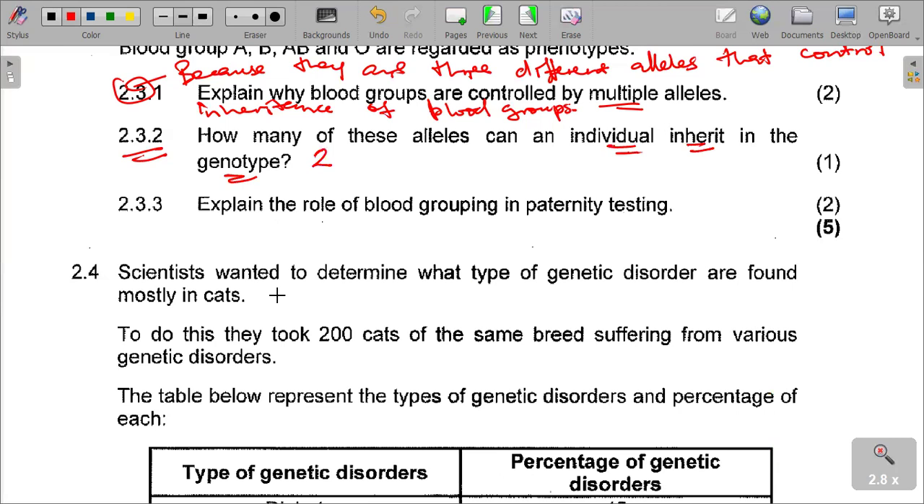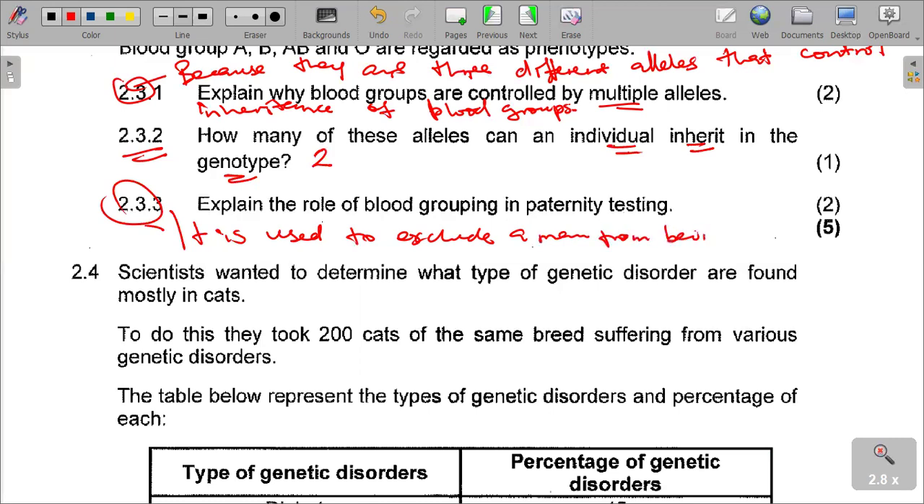Explain the role of blood grouping in paternity testing. It is actually pertinent in terms of question 2.3.2. Explaining the role of blood grouping in paternity testing: it is used to exclude a man from being a child's father.